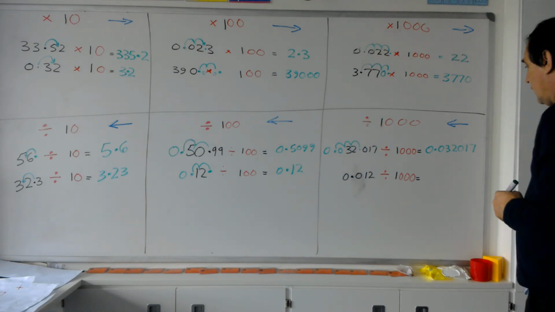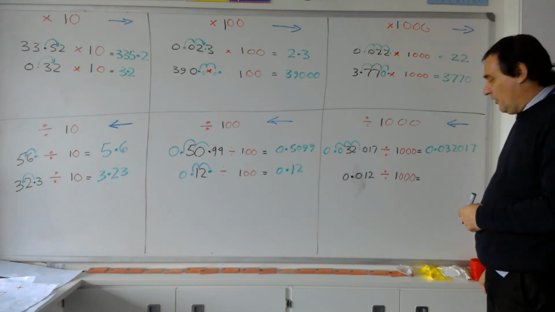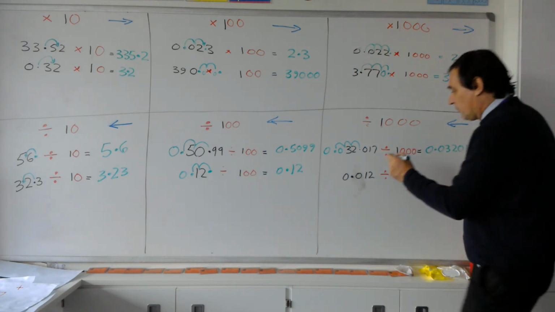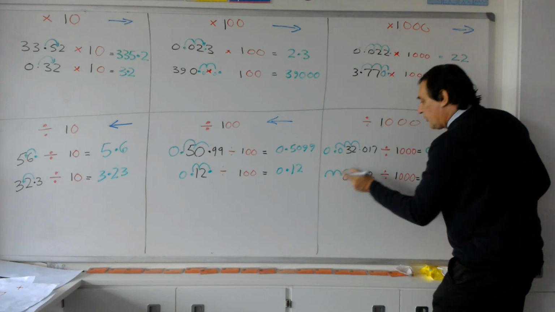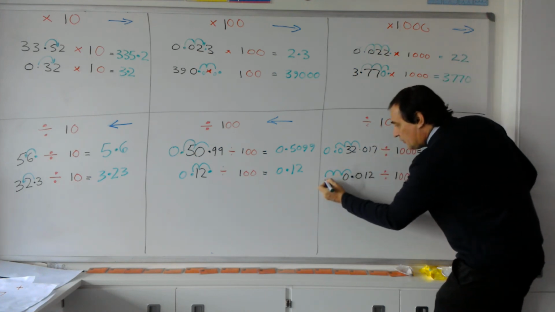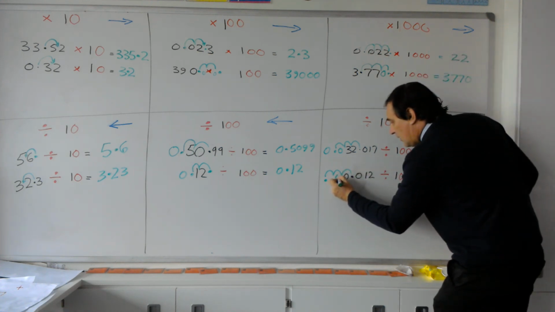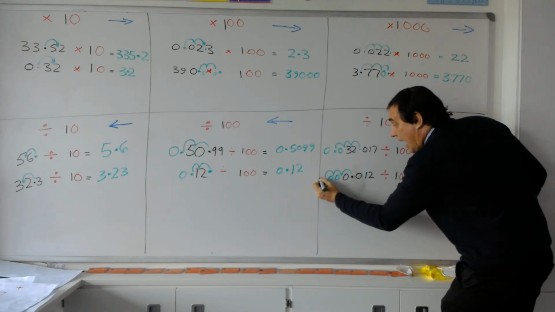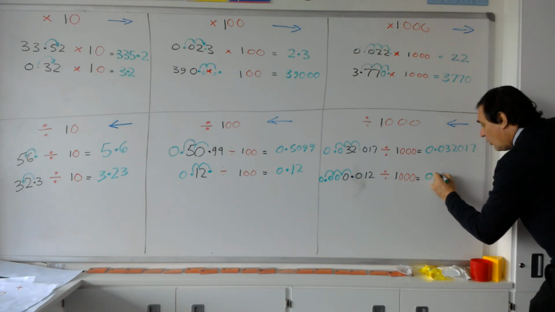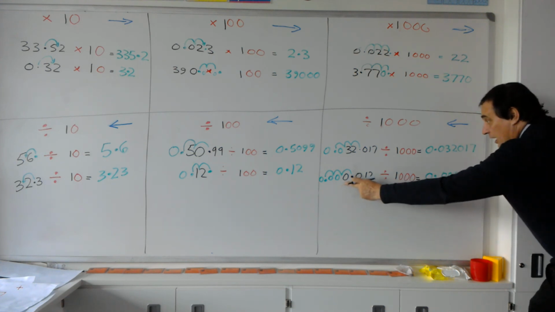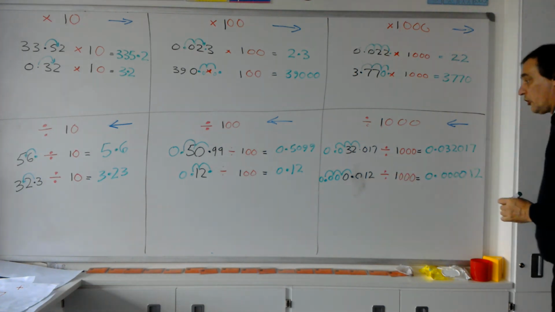Final one now. So 0.012, and we're dividing by 1000. So here's our decimal point. 1, 2, 3, so 3 to the left, 3 zeros on 1000. So it means I've got to fill in this naught here, and the naught before the decimal point, which is going to end up with 0.0000, 4 zeros after the decimal point, 1, 2.